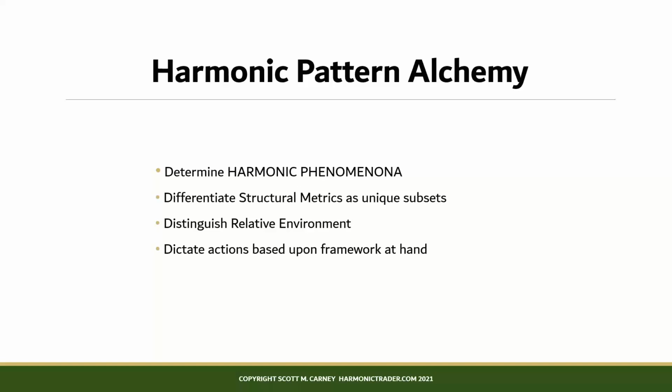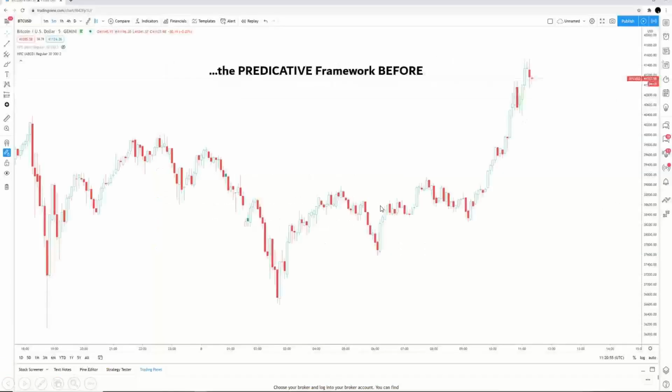I'll call it harmonic pattern alchemy. All right, we are determining the harmonic phenomenon. We're differentiating the structural metrics. We're distinguishing that relative environment. And then we're dictating our own actions based upon how we assess this framework. That's how we convert clicking the mouse, clicking the button, from a losing trade to a profitable trade. That is absolutely the focus of converting that energy into a successful endeavor. Now, if we look at any market, any trade, where's the opportunity here? Okay, how do we assess this? How do we even look at this?